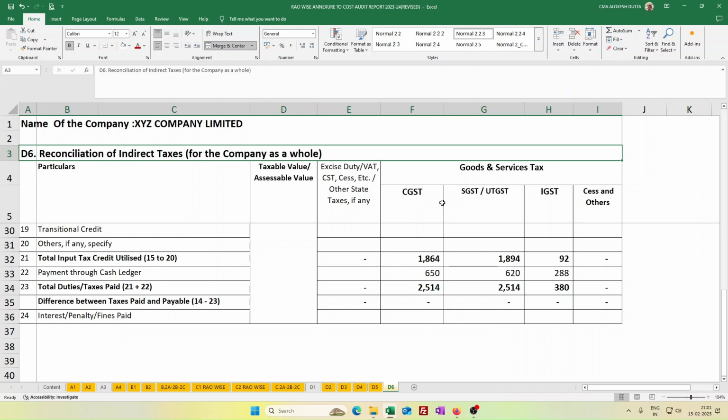So this figure should come from GSTR 1 and GSTR 3B, that means the annual return of GST. So this is the total set of audit annexures to the cost audit report. You have to prepare it. I am giving you a step by step guide and explaining each and every item.